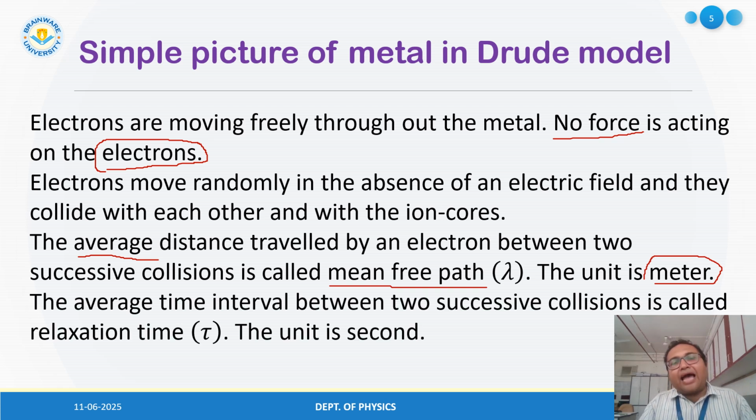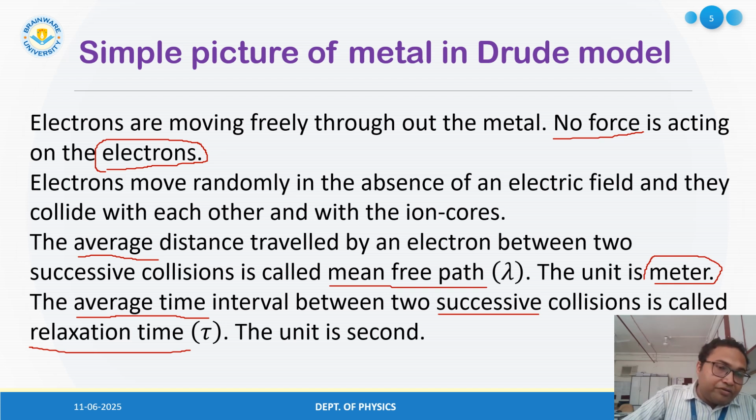Similarly, the average time interval between two successive collisions is called relaxation time. Once again, please note that we must mention this while writing answers: average time. This is not just the time. That means we measure this time for several such instances and then take an average. So the average time interval between two successive or consecutive collisions is called relaxation time.